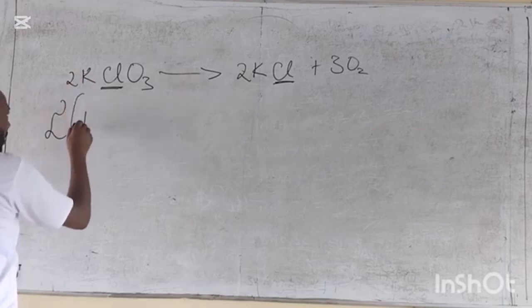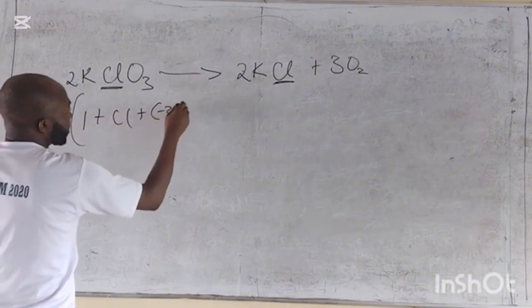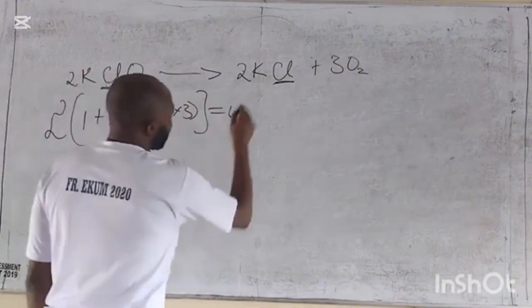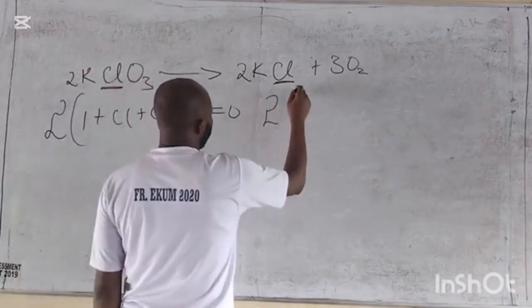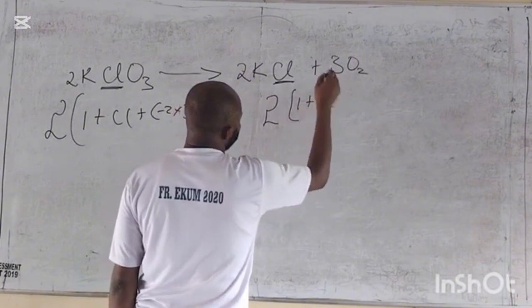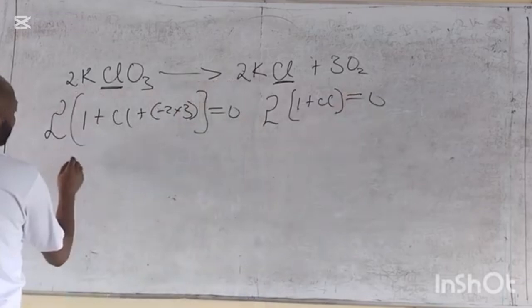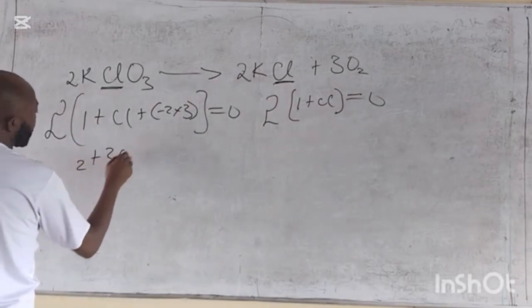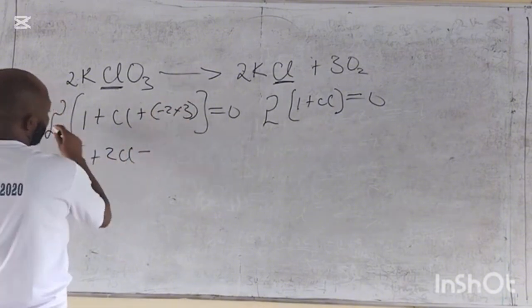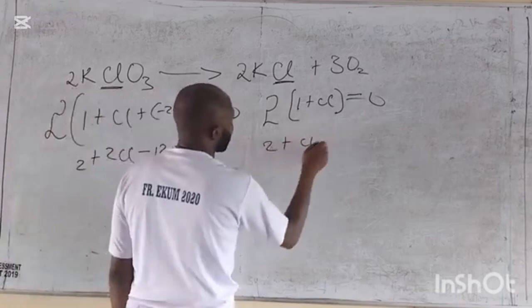Potassium is +1, plus chlorine, plus -2 times 3. All this is equal to 0. This side is 2, open bracket, 1 plus chlorine, close bracket, is equal to 0. This is 2 times 1, 2 plus 2Cl. Plus times minus is minus. 2 times 3, 6 times 2, 12. All equals to 0.